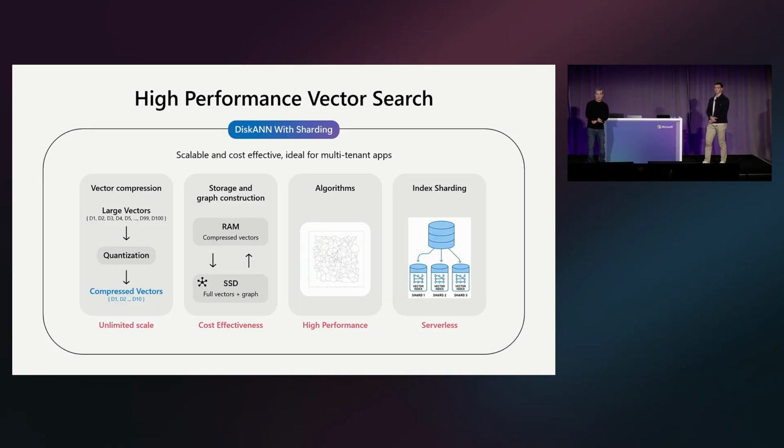So DiskANN is a graph-based approximate nearest neighbor algorithm designed for massive datasets. It combines the graph building algorithm with product quantization to compress vectors, so it can search billions of data points efficiently. The key innovation is that it stores most of the index on fast SSDs while keeping the compressed pointers in the RAM for quick access. So this combination gives us the high accuracy and low latency and the ability to scale far beyond what in-memory approaches can handle.